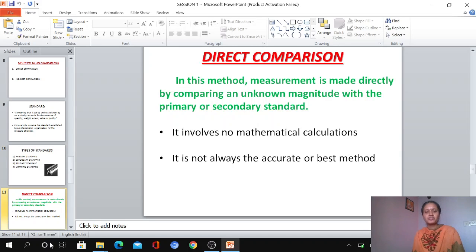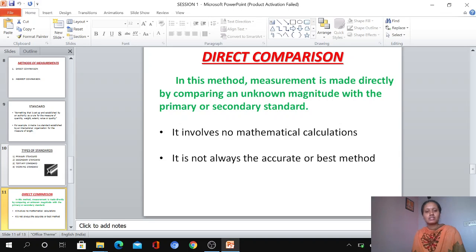So let us move on to direct comparison. As the name itself says, direct comparison. See, it is very simple. In this method, measurement is made directly by comparing an unknown magnitude with the primary or secondary standard. It's a direct comparison between the unknown magnitude and the standard. It may be primary or secondary standards.